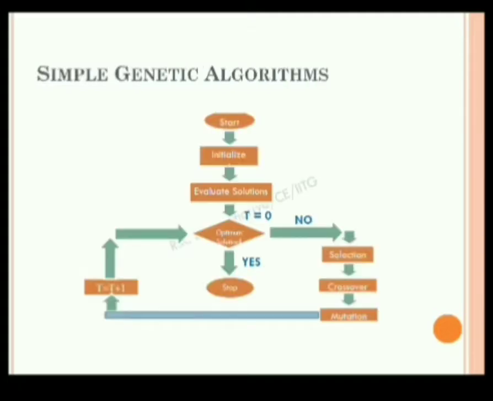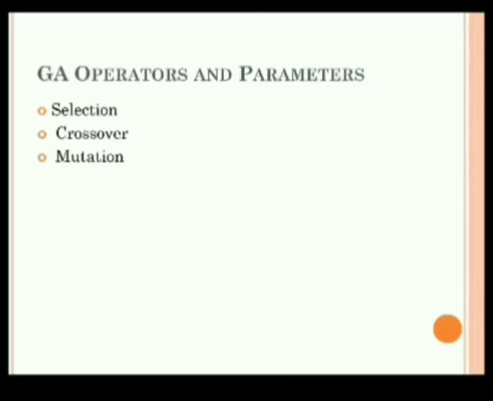These are the simple genetic algorithm steps. So, genetic algorithm operators and parameters. There are three types. First one is selection, second one is crossover, and third one is mutation.